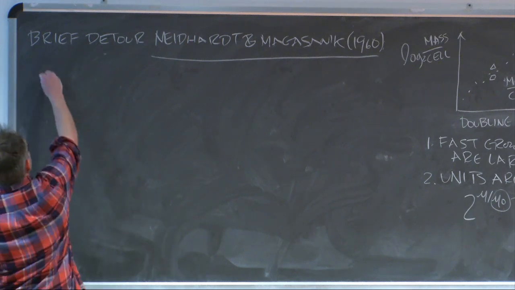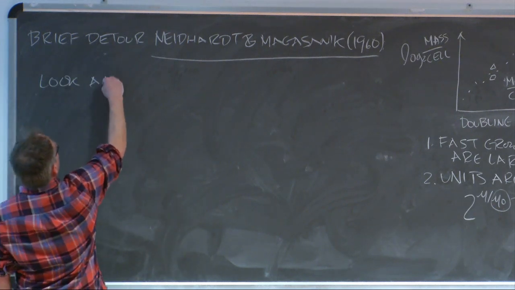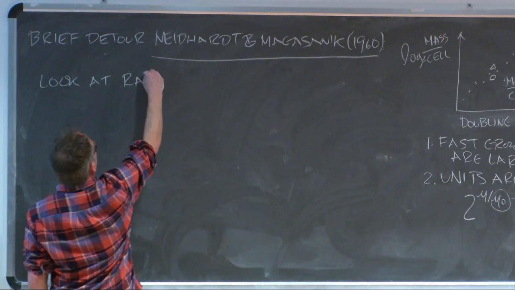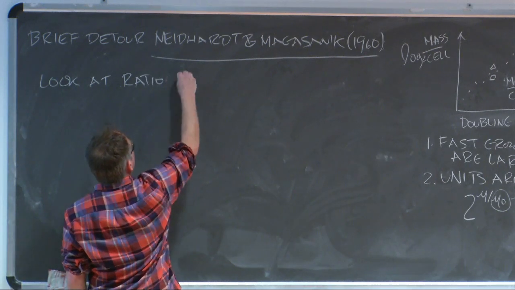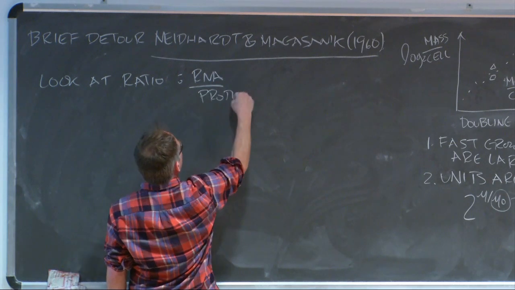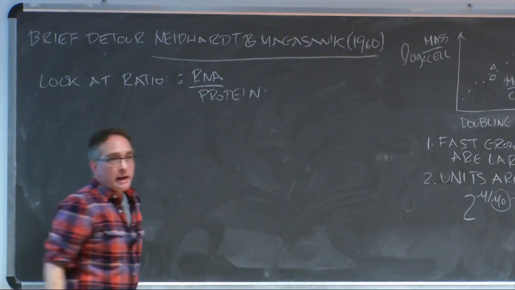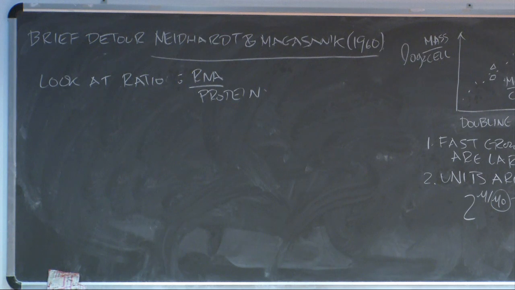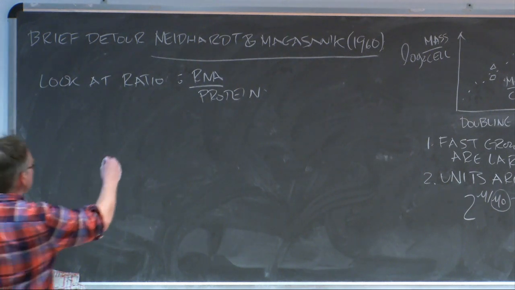So they look at the ratio RNA to protein in a whole bunch of different growth conditions. So again, balanced growth. And then what they do is, so they did 10 generations in balanced growth, and then they take a sample, measure chemically the amount of protein per volume and the amount of RNA per volume, and then they take the ratio of that. And what they see is the following.